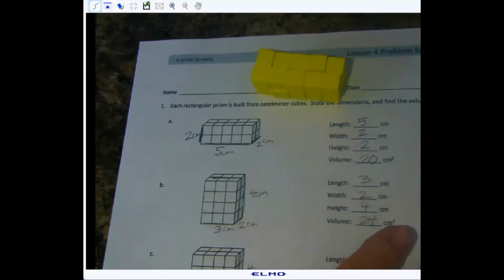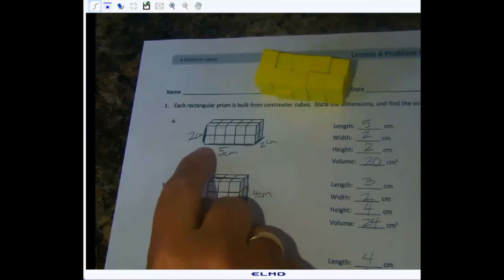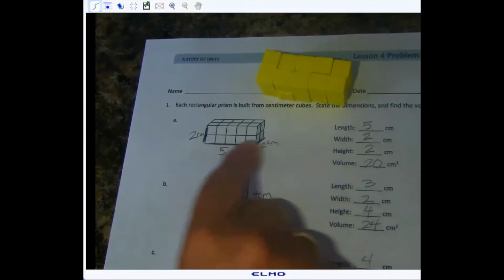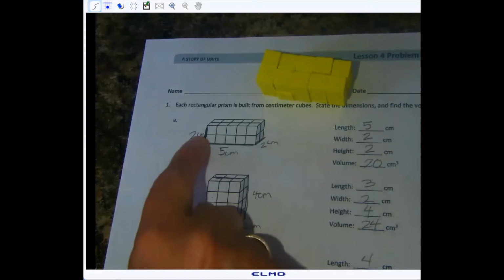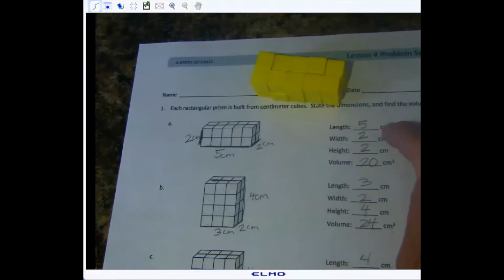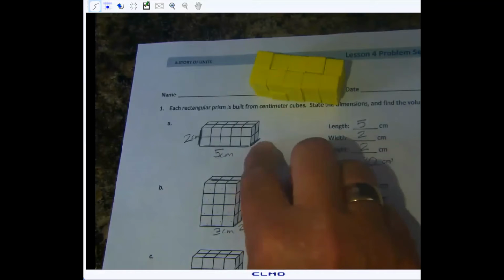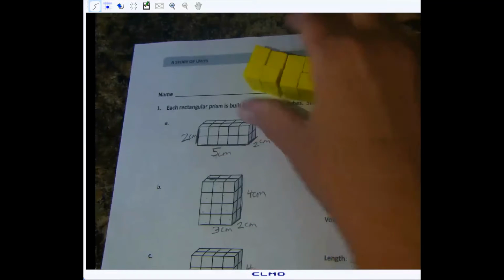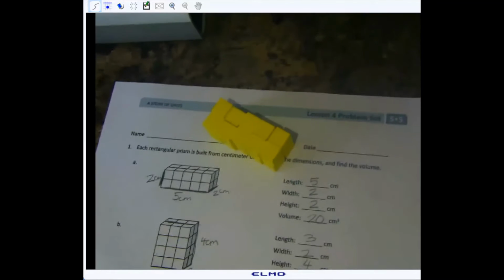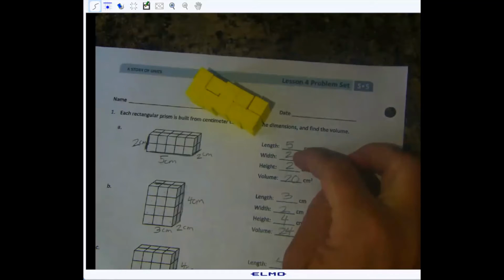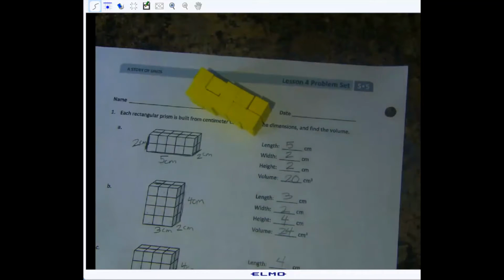Looking at the picture and looking at our model, you can see that I have 5 cubes in a row, and in the bottom I have 2 rows of 5, so that's a layer of 10, and I have 2 layers, so 10 times 2 is 20. Look right here, the length is 5, there are my 5, 1, 2, 3, 4, 5. The width is 2, there's my width. Let me turn this so you can see the width in real life. See, it's 2 wide. And then the height is also 2, and you multiply those together. 5 times 2 is 10, 10 times 2, and you get 20.